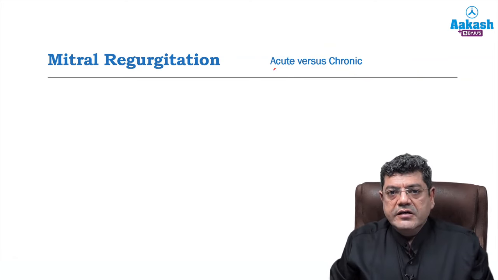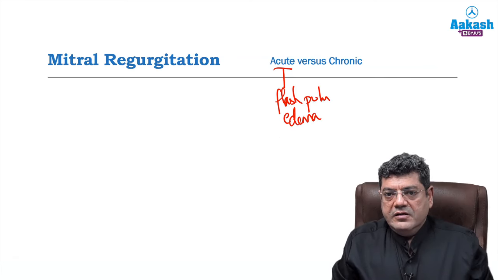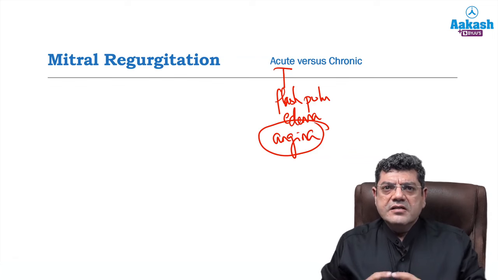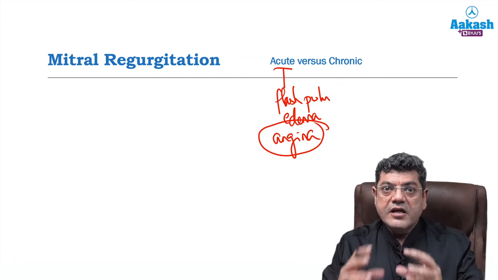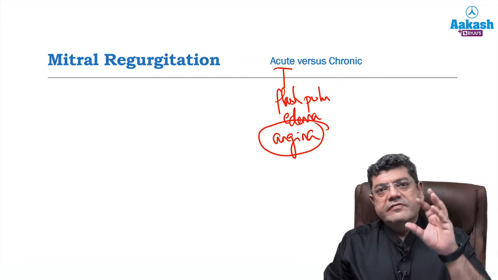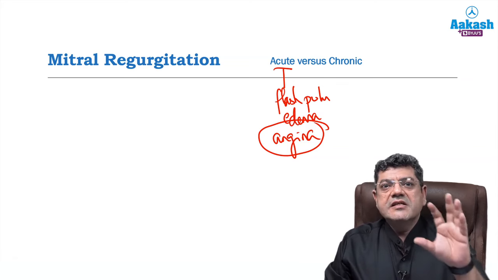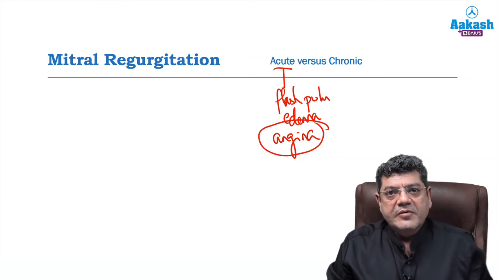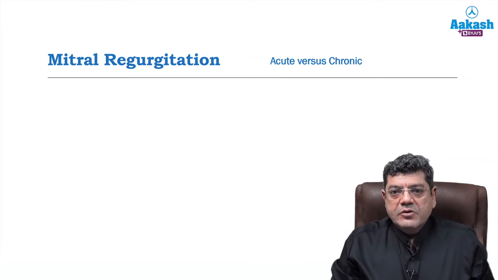It can occur as a flash pulmonary edema with angina, right? In coronary artery disease, even in an angina episode, it can cause this. So if the papillary muscle becomes extremely ischemic during an episode of angina, it can cause acute MR and flash pulmonary edema, right? Acute MR can also occur with infective endocarditis.